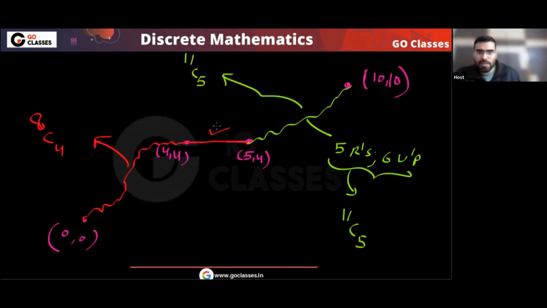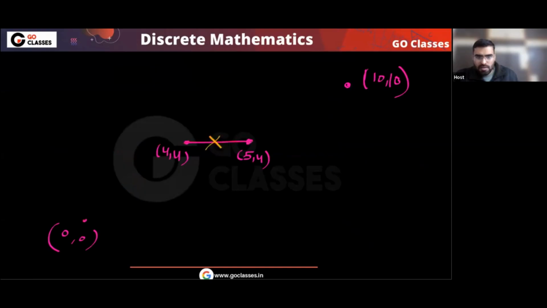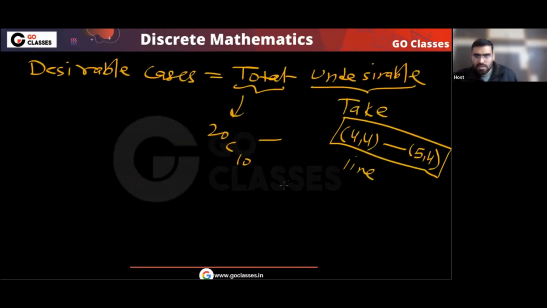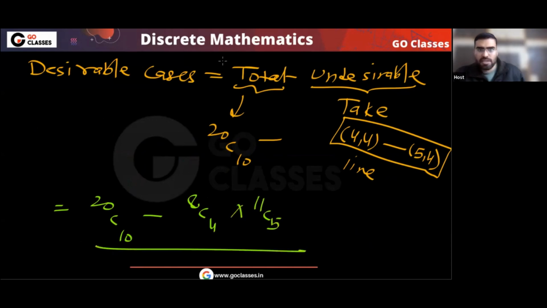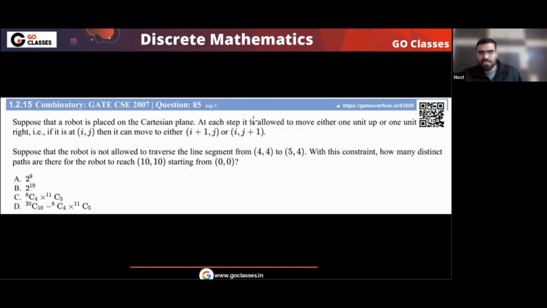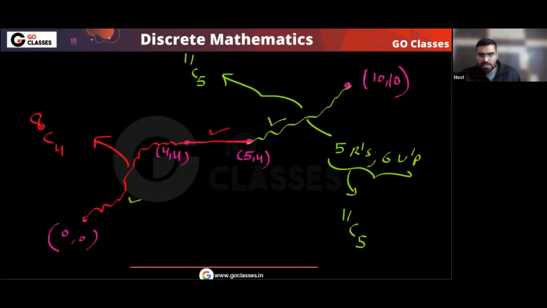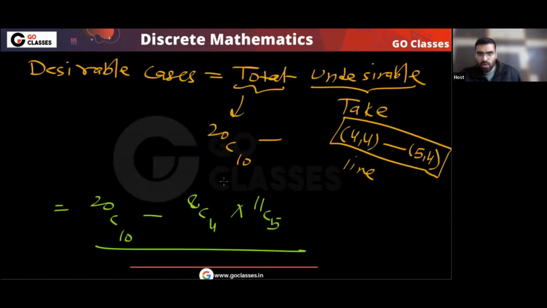So finally you have to multiply them, because you have to do this, you have to do this, you have to do this. These 3 things you have to do. So here the answer is going to be: undesirable cases 20C10 minus 8C4 multiplied by 11C5. Okay, so this is the answer. Like this you can do this question, and this is a popular problem. Remember, this is a popular template.